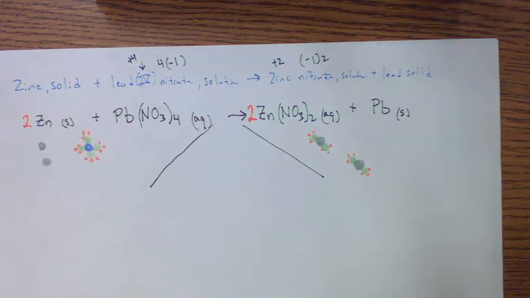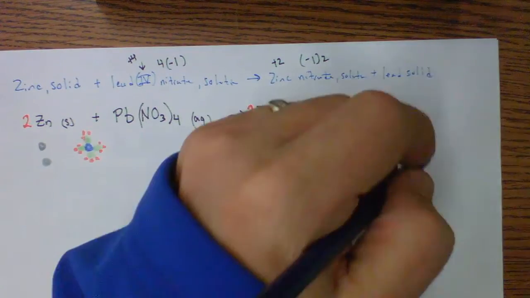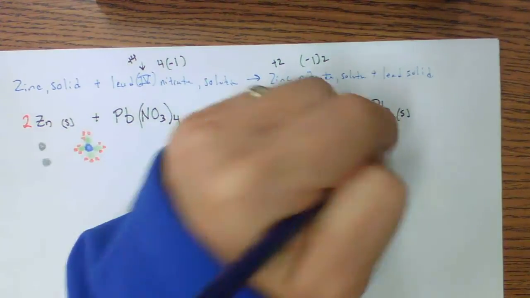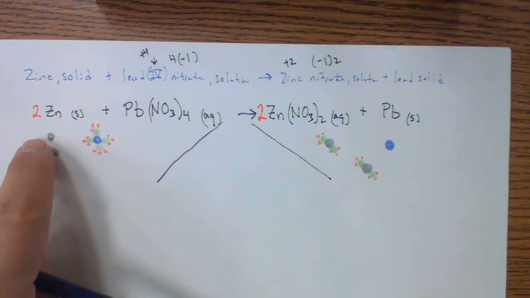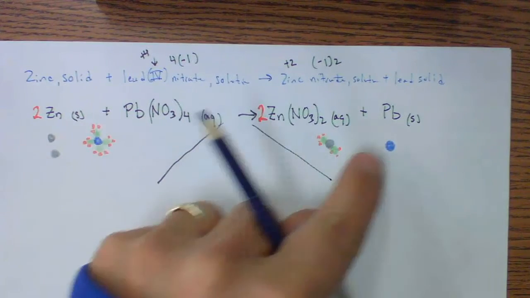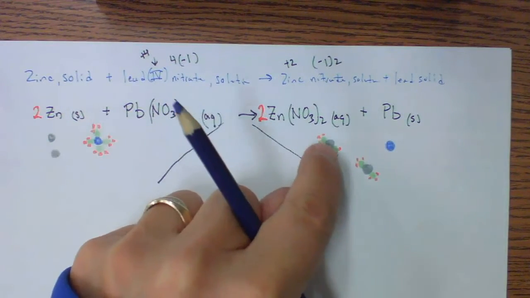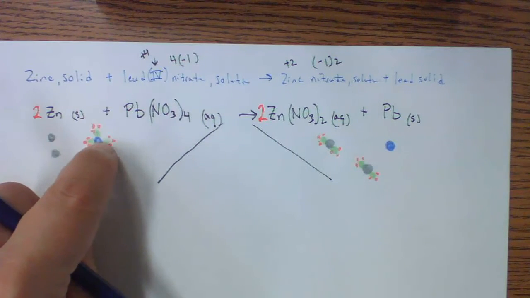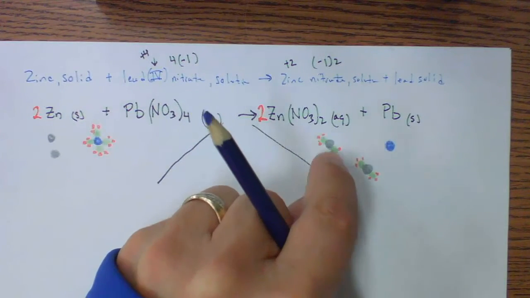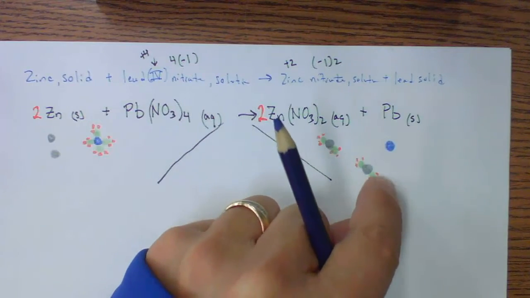Okay. And then I have to have my lead all by itself. Now if I did this right, I should have the same number of things on each side. So like 2 grays, 1 blue, 4 greens, 1, 2, 3, 4 greens, and 12 reds, 1, 2, 3, 4, 5, 6, 7, 8, 9, 10, 11, 12.